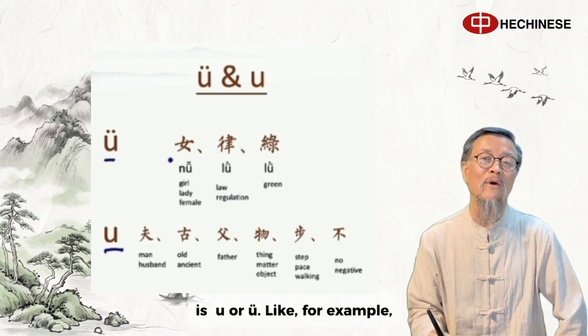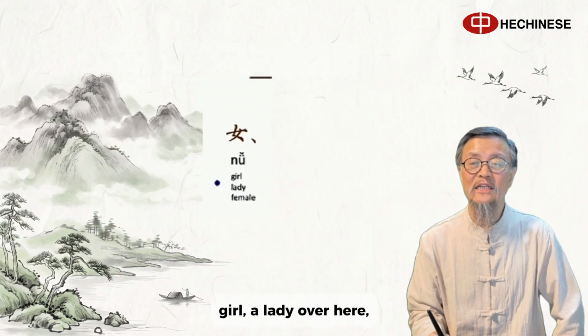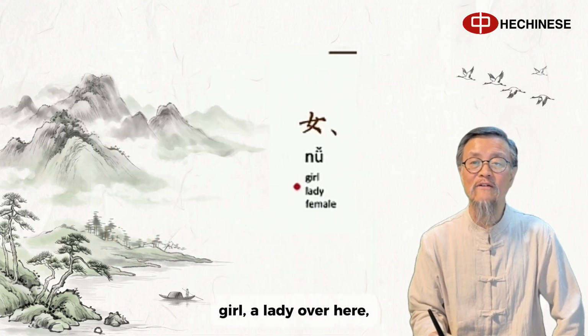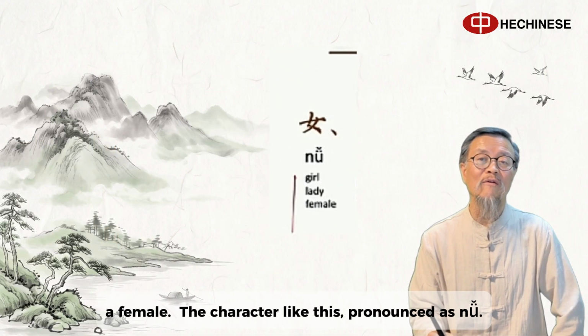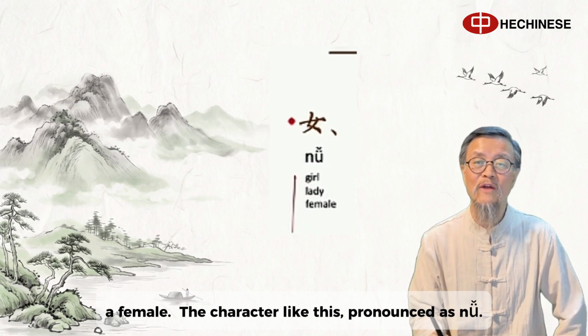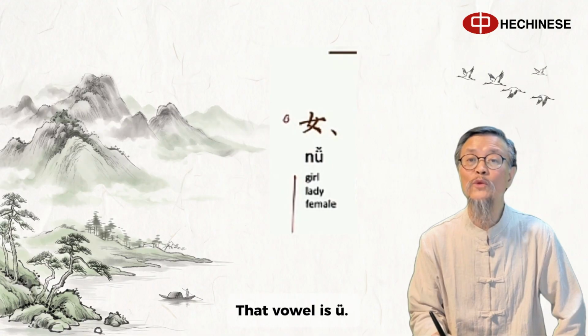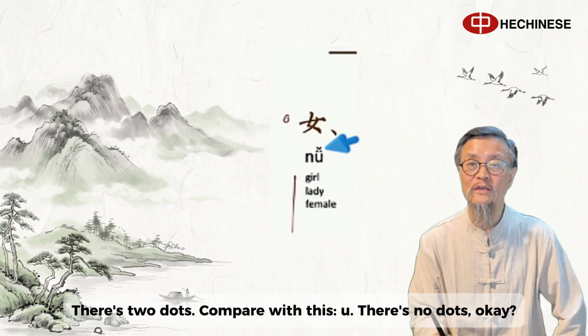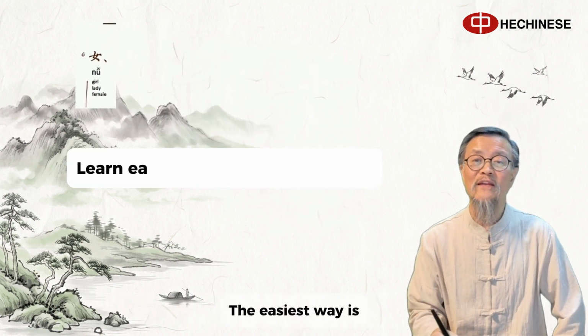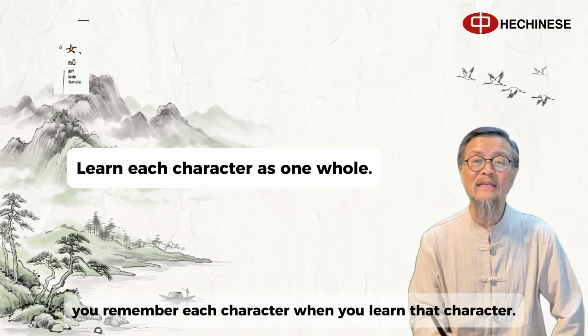Like for example, girl, a lady, a female, a character like this is pronounced as nu. The vowel is yu. There's two dots, compared with the wu, there's no dots. The easiest way is you remember each character.